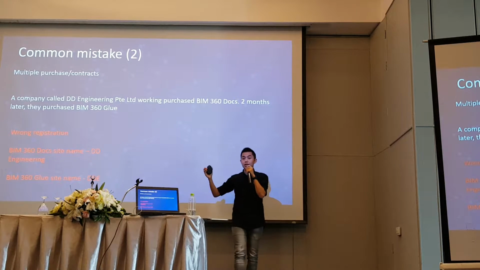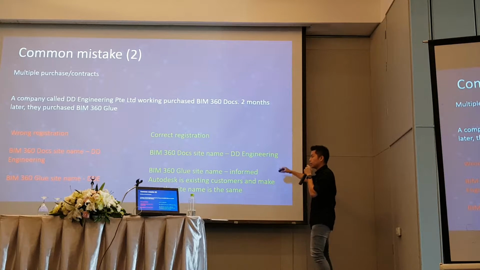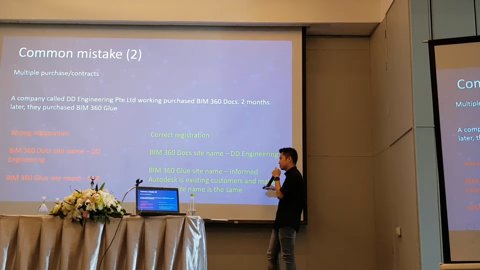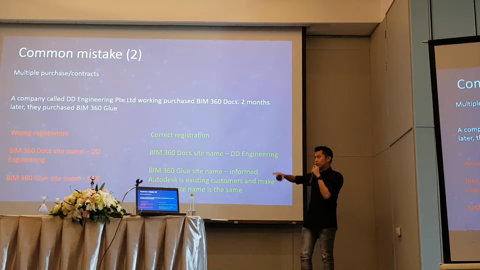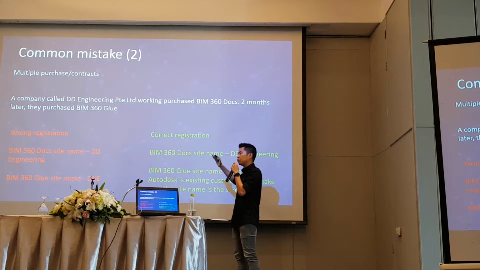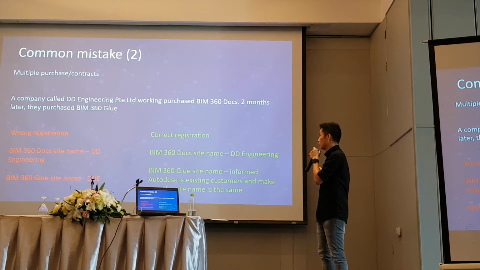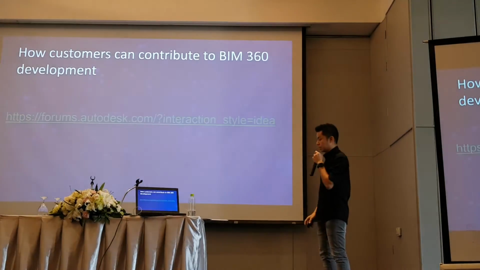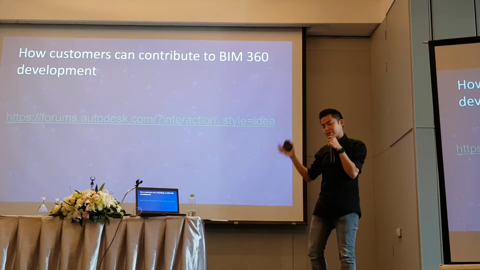Do you understand? The right way to do a registration is, if the Docs site name is called DD Engineering, the Glue site name should be the same, and inform Autodesk that it's an existing customer, and make sure the site name is the same, DD Engineering, so that Glue and Docs will be in one account, and on that AB Tower project, they can use Docs and Glue at the same time. All right? Do you understand? Okay? Now, the licensing issue, I'll talk about that later on. I don't know why my slide is running up and down, because I did that last night.